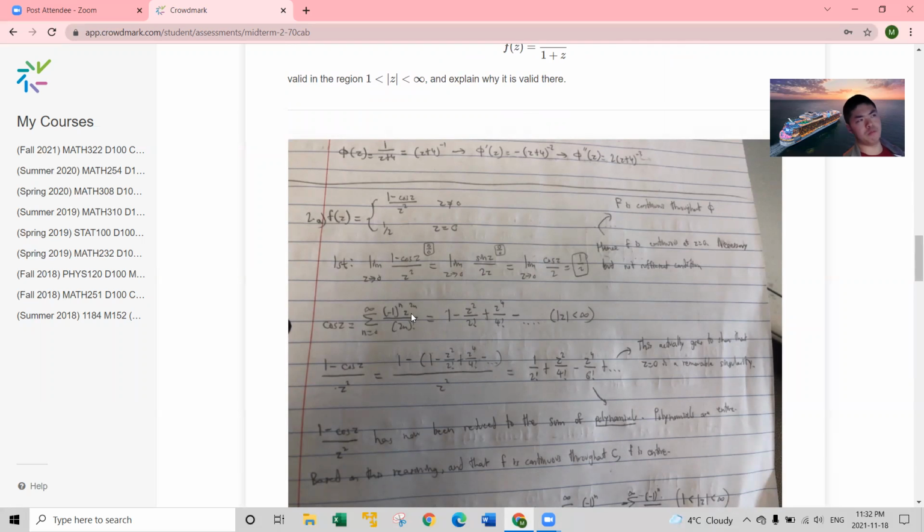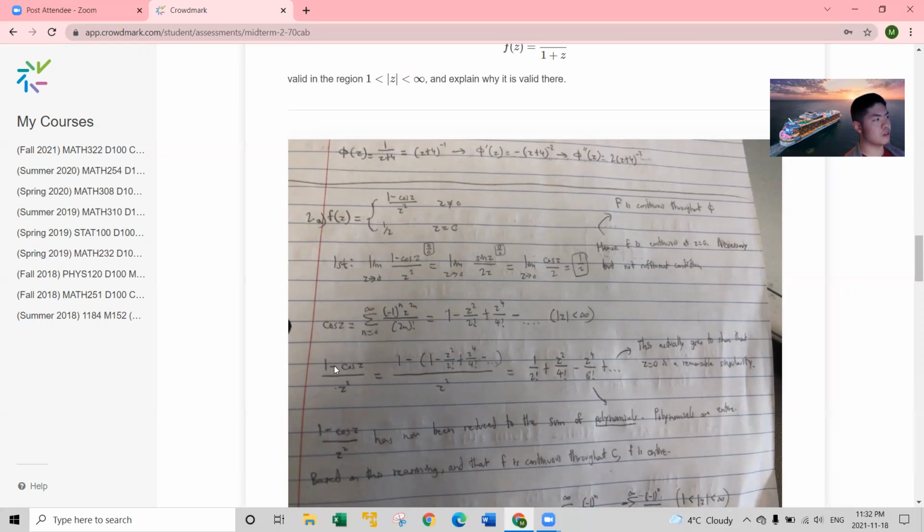Next, cos of z is equal to this series. I'm going to do a video in the very near future about the Maclaurin series in Calculus 2, so hang on to your hats and I'll get to it. So cos z is this Maclaurin series, and when you expand this out, you get 1 minus z squared over 2 factorial plus z to the 4 over 4 factorial, and so on and so forth. And this is the radius of convergence.